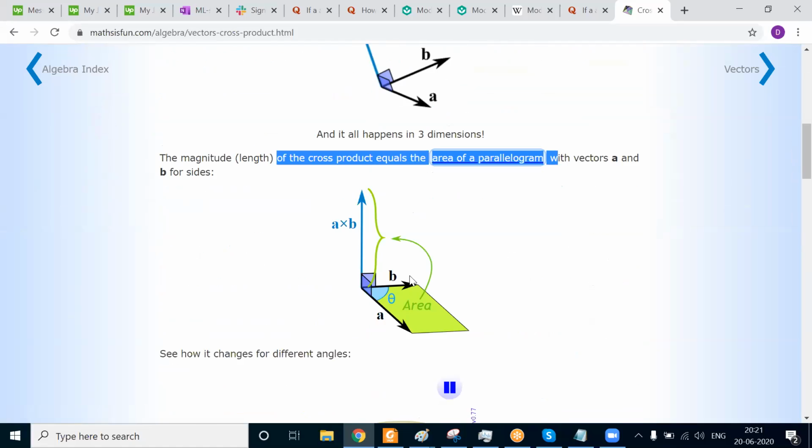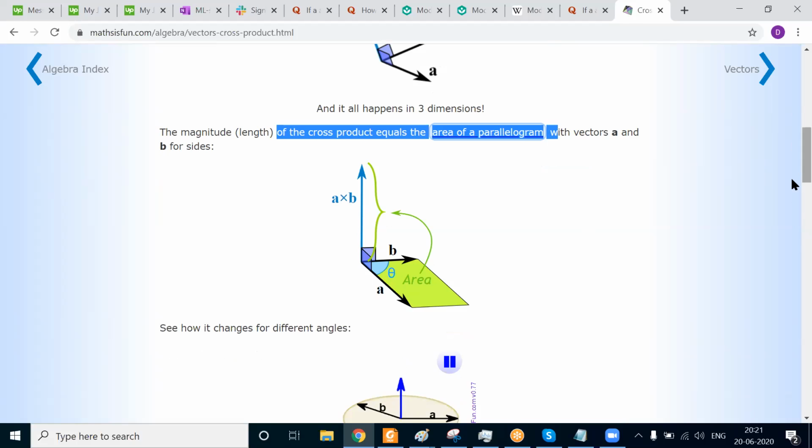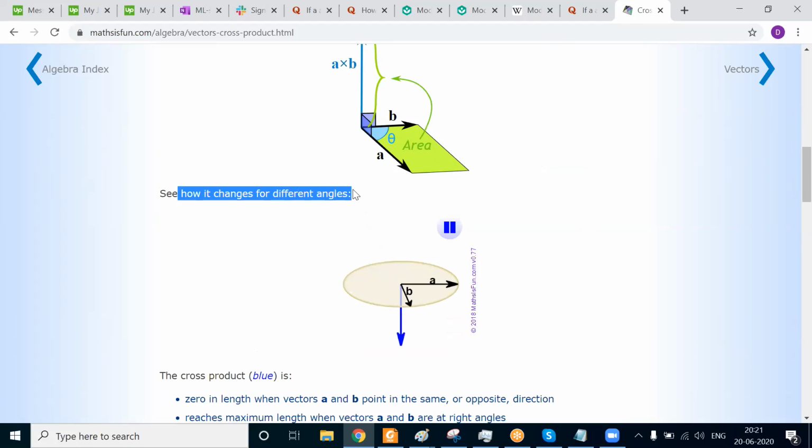So see, this is A, this is B. So A cross B is going to be this. But it will keep on changing. You have to understand, say the angle between A and B is changing like this. Can you see? If the angle between A and B is changing, the cross product will always be the same.